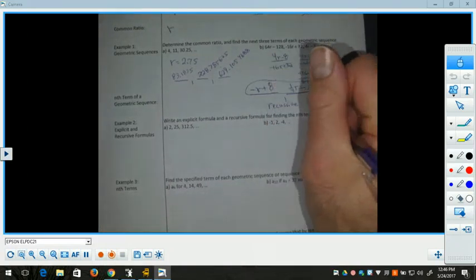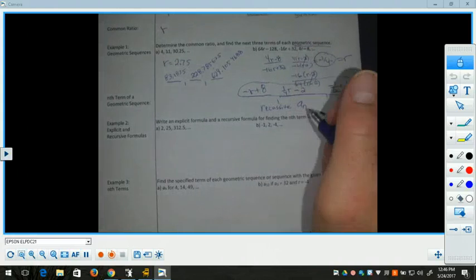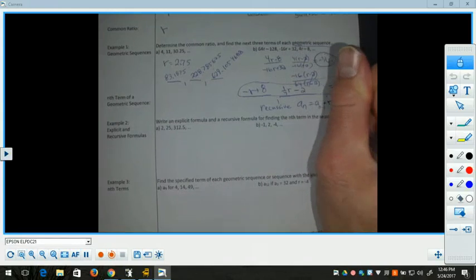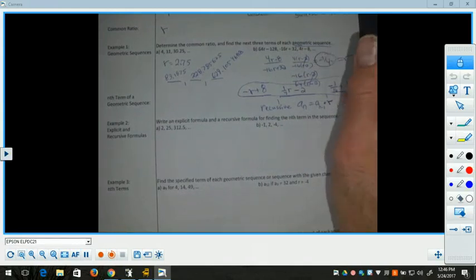Recursive is easy, right? All we have to do is take the previous term, a sub n minus 1, and multiply it by the common ratio. We also have to know what the first value of a sub 1 is in order to use the recursive formula.